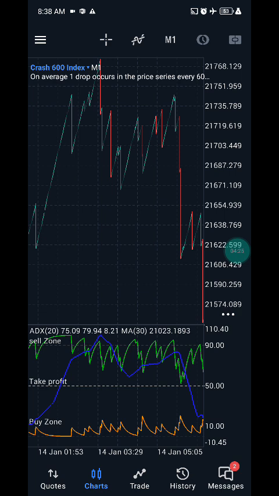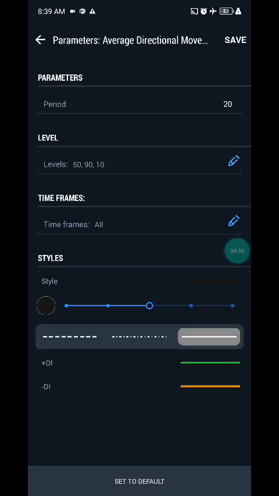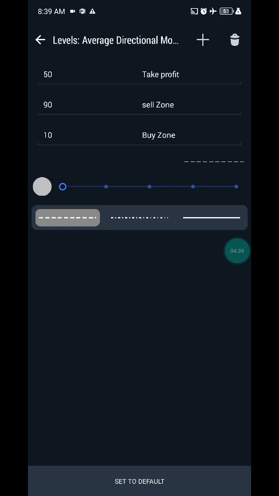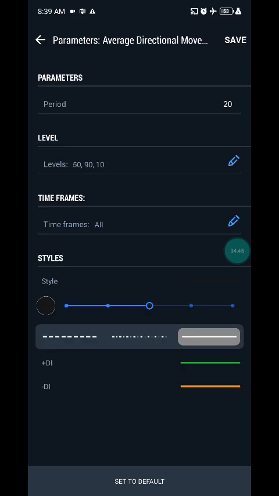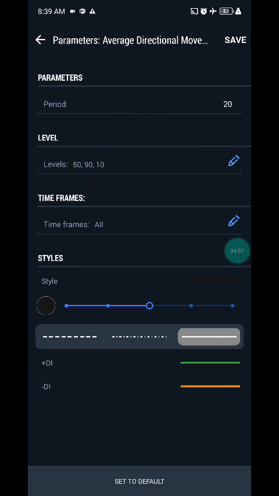So guys, let me show you the setup of this strategy so that you can also set up. You only need two indicators here. We have the Average Directional Movement Index, where our parameter is going to be 20. We have our level 50 as our take profit, and we have 90 as our selling zone. We have 10 as our buy zone. So you can see everything on the chart, and we have our style here. This style must be the color of your background. So if you are using a white background, make sure that it does not affect the chart. So put it on the color of your background, and these are our two other colors here, our plus DI and minus DI. So you set it up like that.